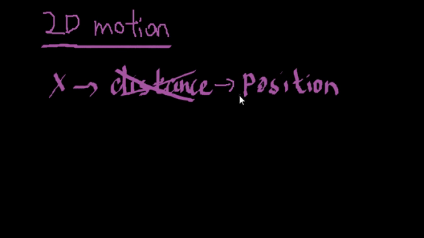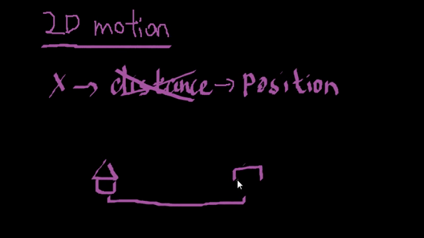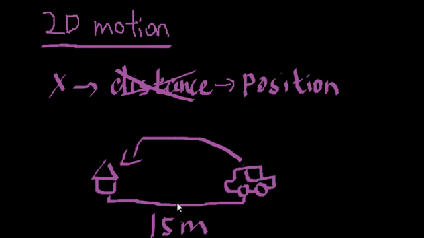So let's say this is my cute little house. This is my house. And then let's say we have a car, a retro car right here. We say this car is 15 meters away from my house. So what's the position x of this car relative to my house? What's the x here? x is clearly 15 meters. Right, so that's one situation.